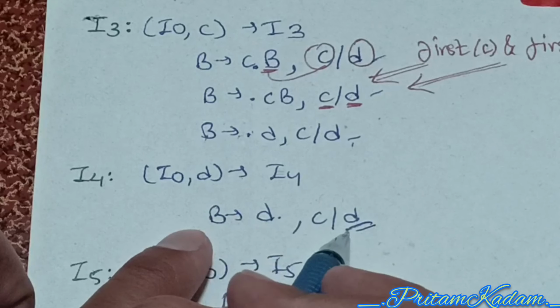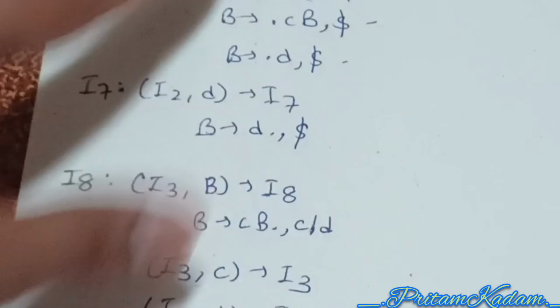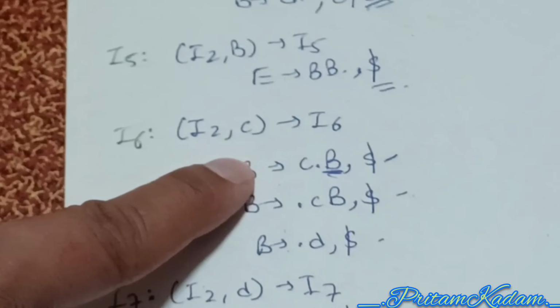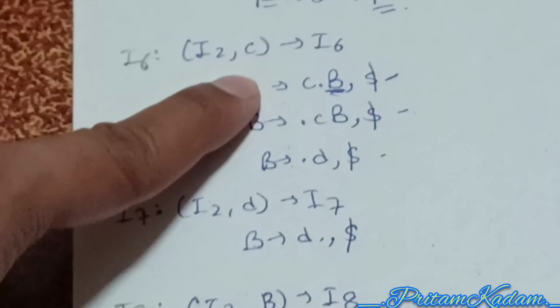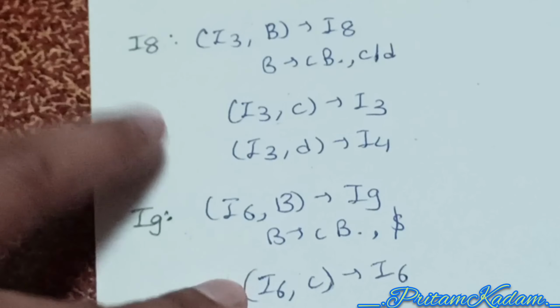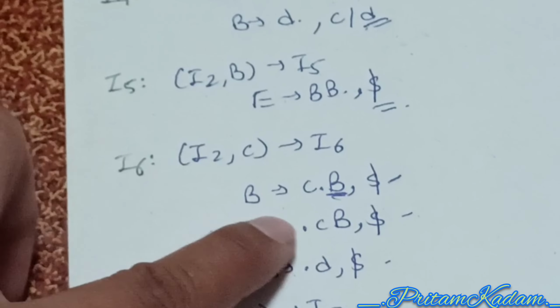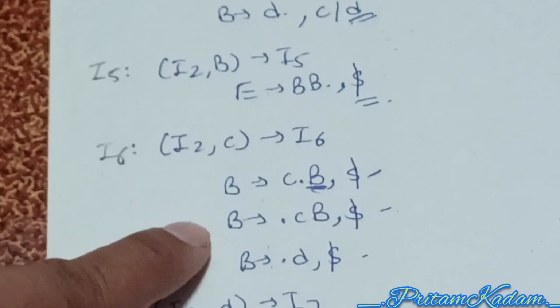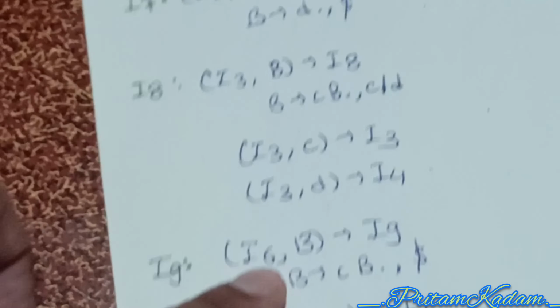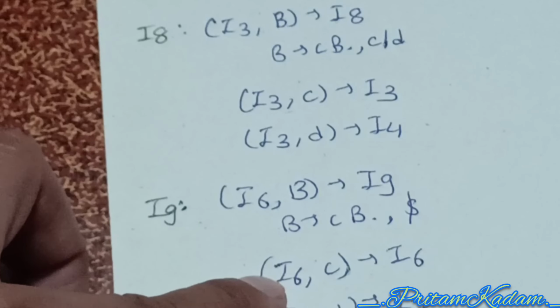Okay, so now we have till I4 and we have completed I3. Now let us go to the I6 state because others are completed. Okay, so on passing B in I6, we get B gives CB dot and dollar. Okay, and we have a different look ahead, so it is a new state. Okay, it is not like the previous I8.